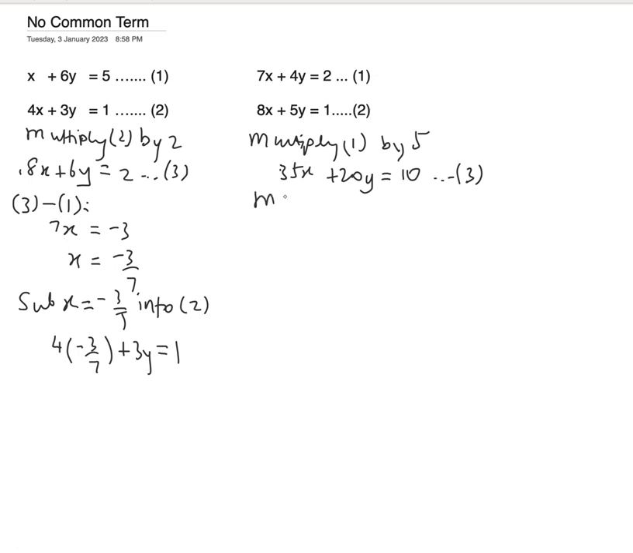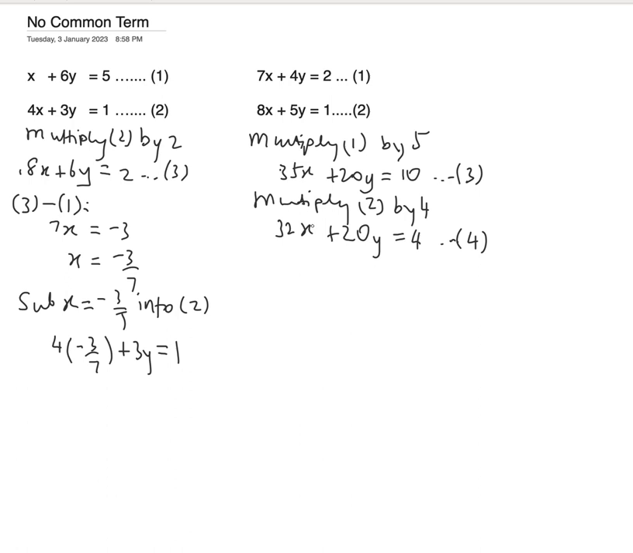And we multiply equation 2 by 4. So 8 times 4 is 32x plus 20y, that is what we want, equals to, multiply this by 4, so it's equal to 4. And we call this equation 4.